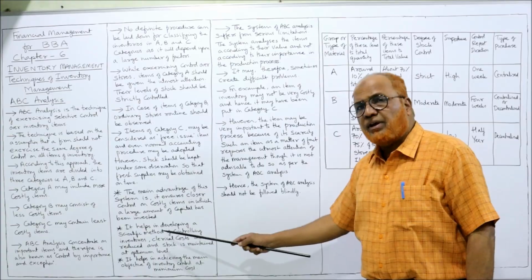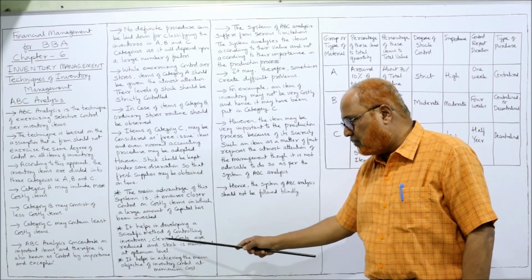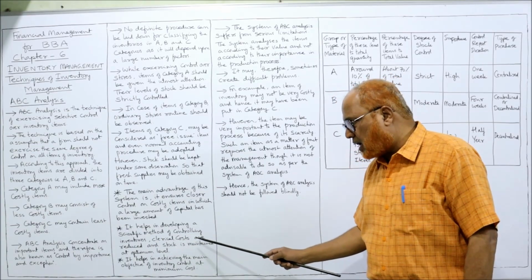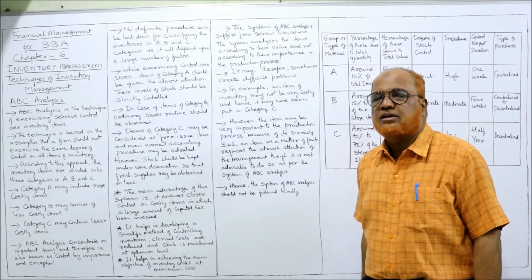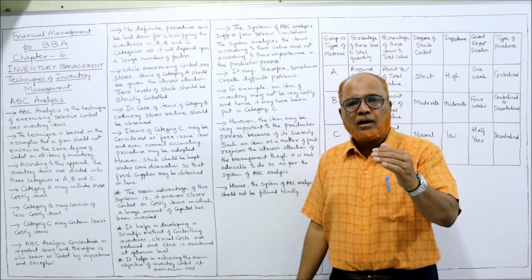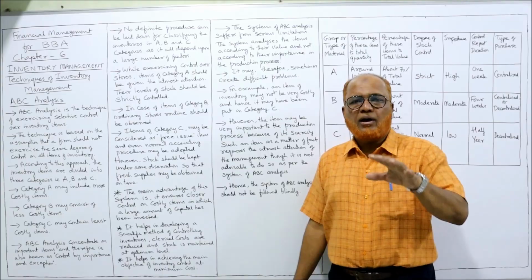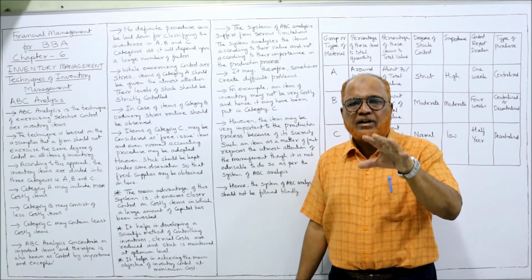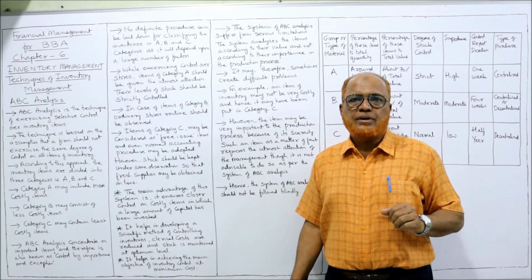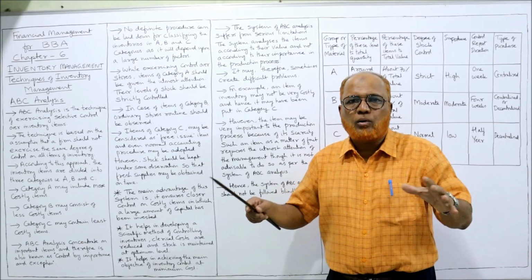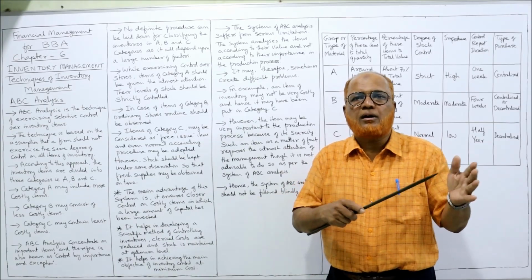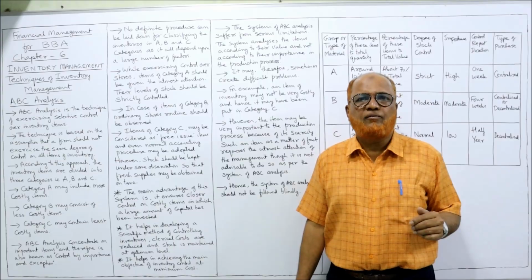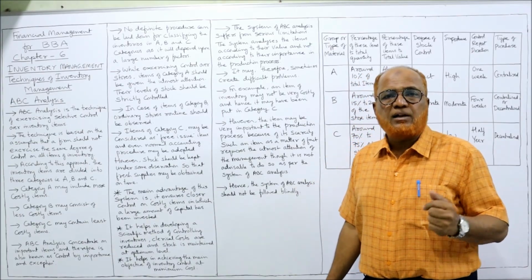It helps in developing a scientific method of controlling inventory. Clerical costs are reduced and stock is maintained at an optimum level. The inventory can be effectively controlled. That means all the items are not equally controlled. Different control techniques will be applied on different items. So it's a scientific method.